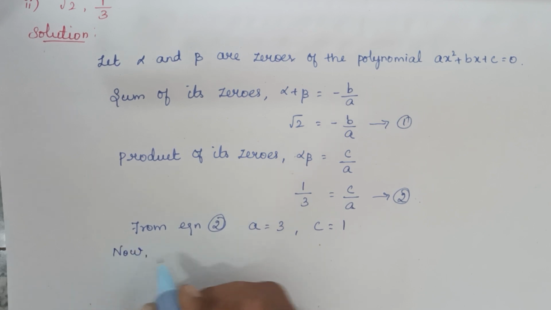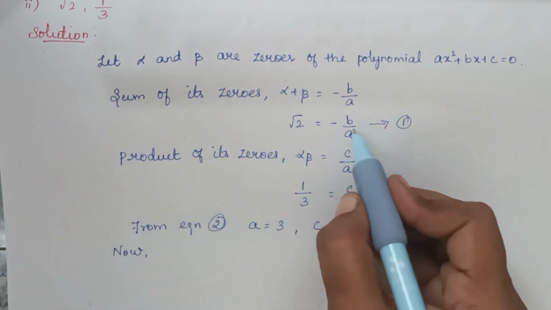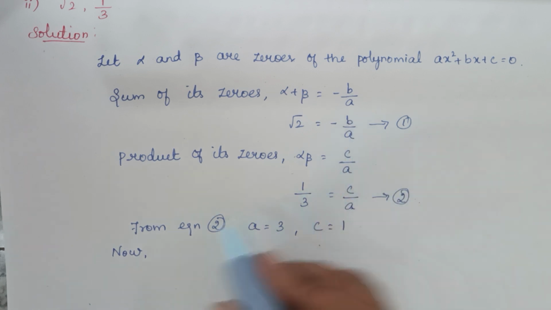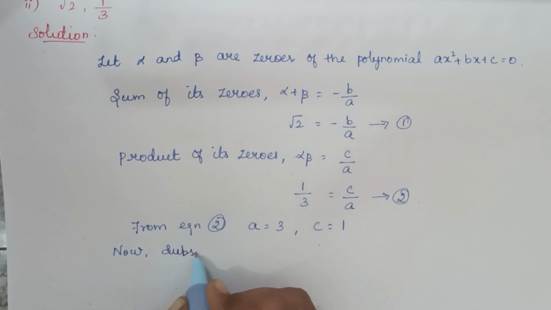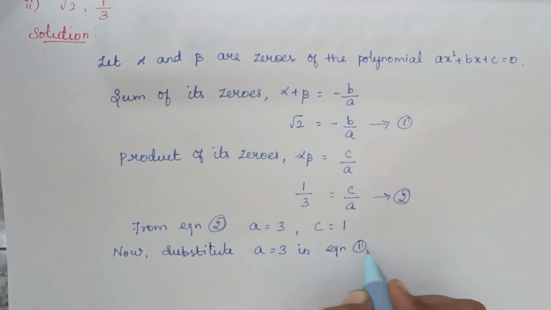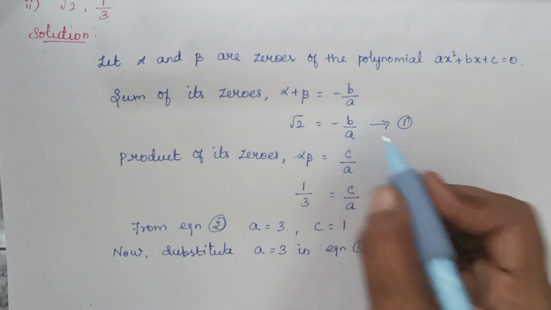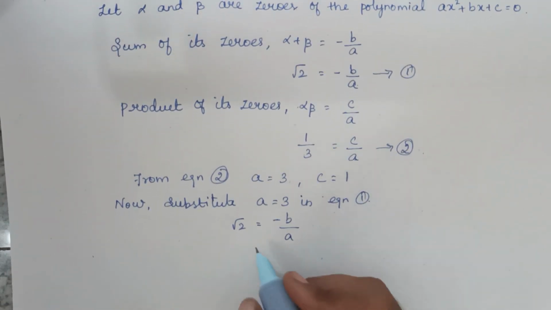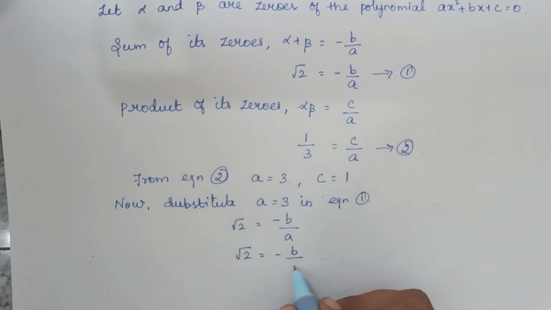Now substitute. We don't know the value of b, so we want to find out the value of b. Substitute a is equal to 3 in equation 1. So the equation 1 value is root 2 is equal to minus b by a. Then root 2 is equal to minus b by 3, since the value of a is 3.